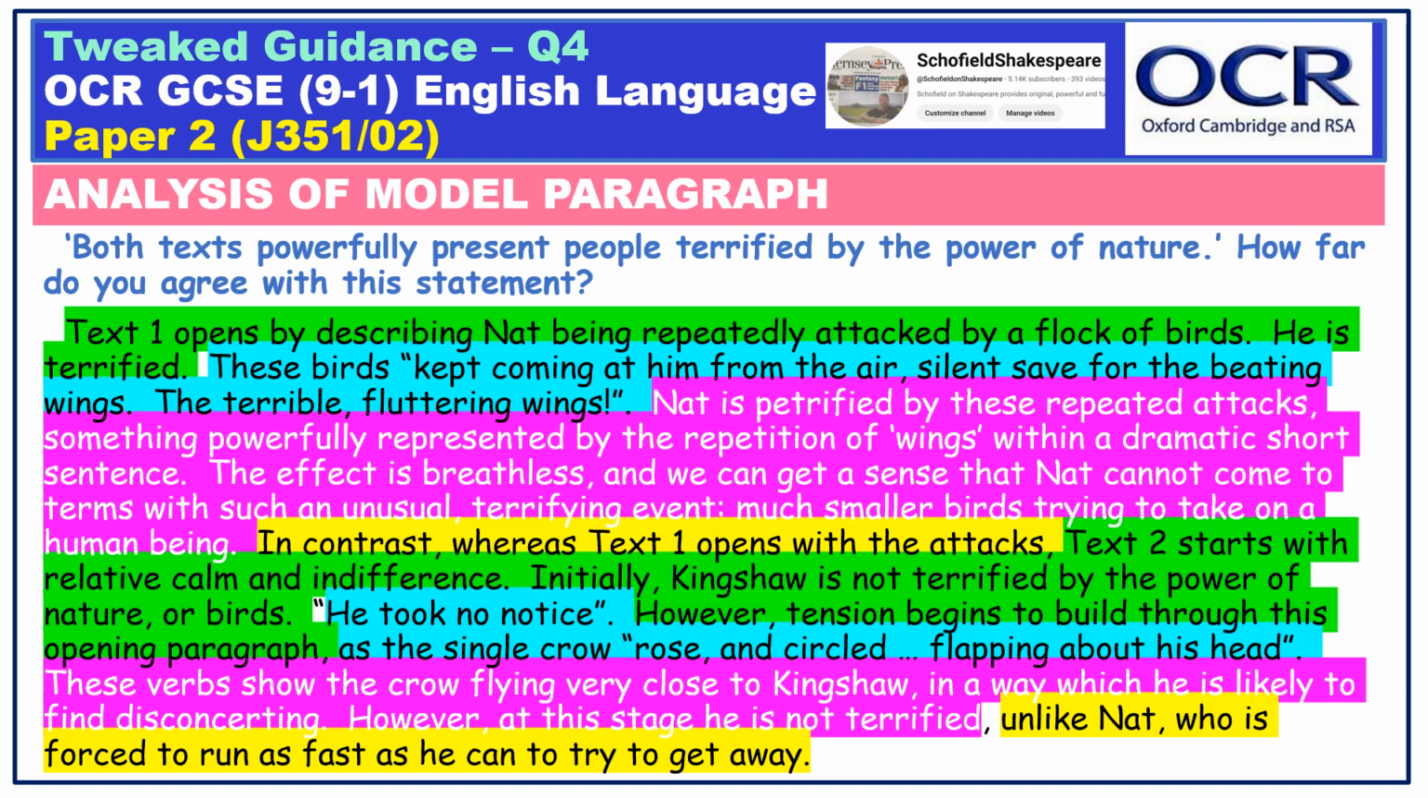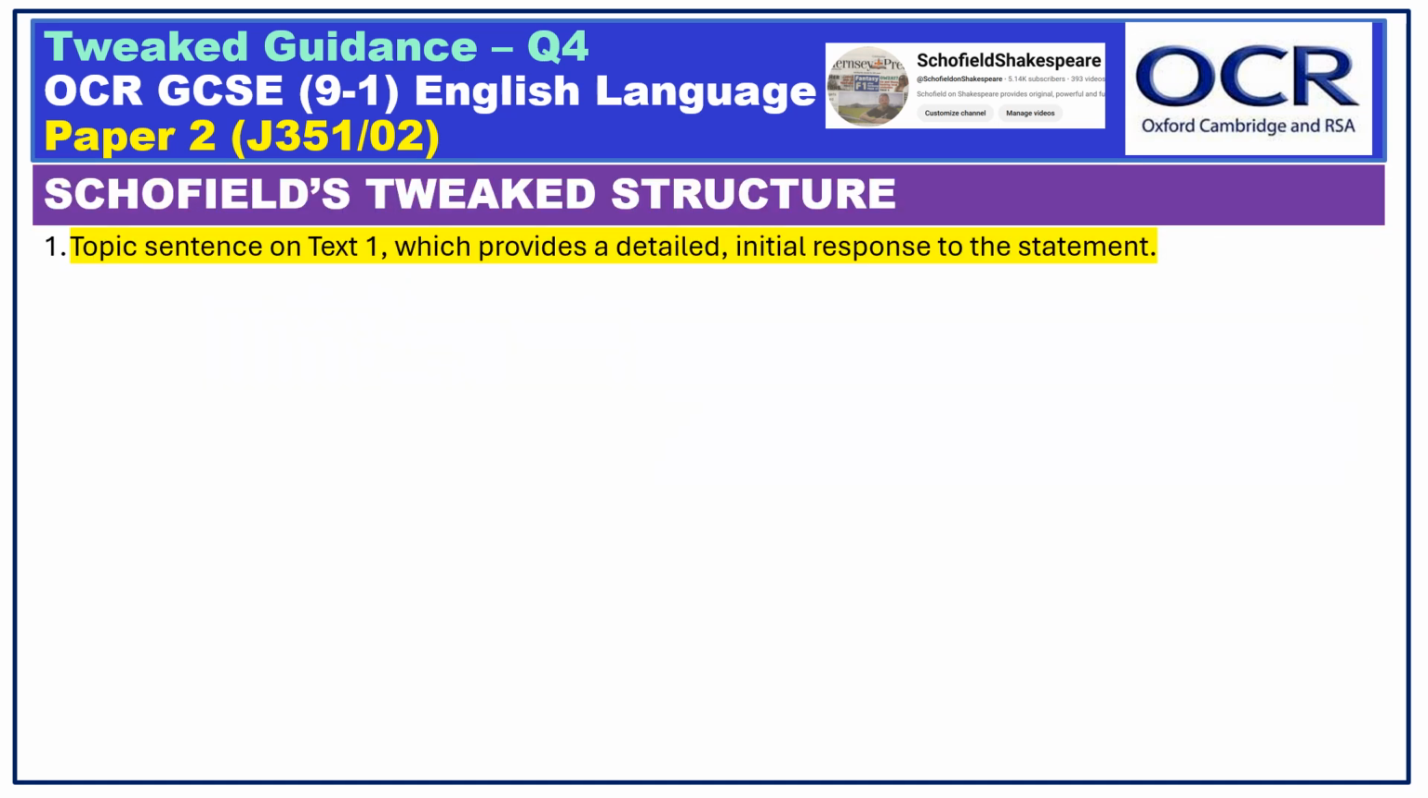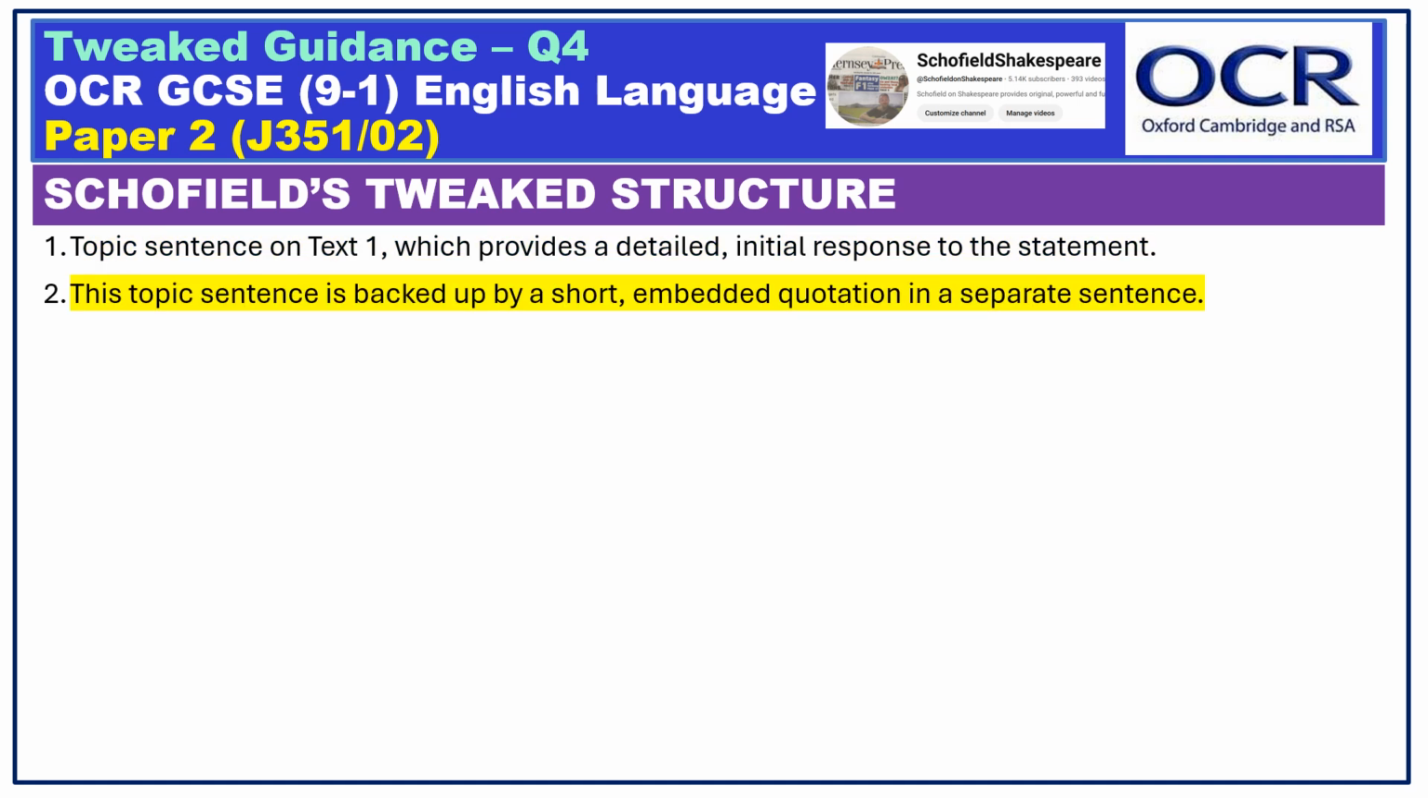Finally, note the additional comparison at the end of the paragraph. Here's what this structure then looks like. Start main paragraphs with a topic sentence about text 1, which provides a detailed initial response to the statements. Next up, the topic sentence is backed up by a short embedded quotation. Make sure that is in a separate sentence.